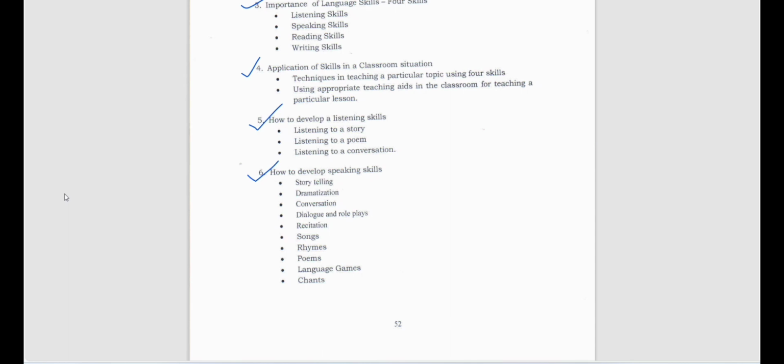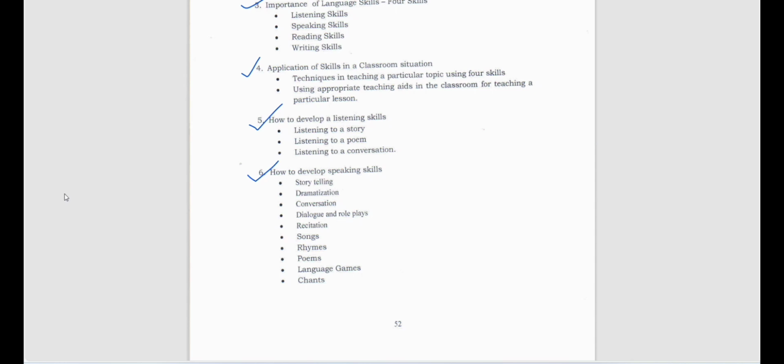Then songs. When the children are singing in a group from class nursery to class 8, they sing, right? In fact, everybody sings up to class 12 also. We are singing when we are in the morning assembly. We sing our national anthem, right? Then we sing different types of school songs, hymns. So it develops our speaking skills.